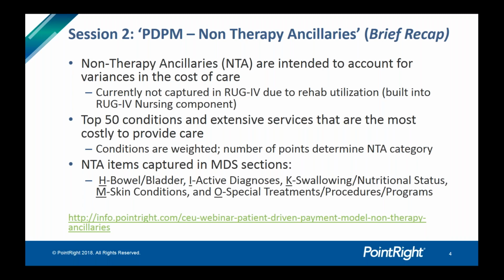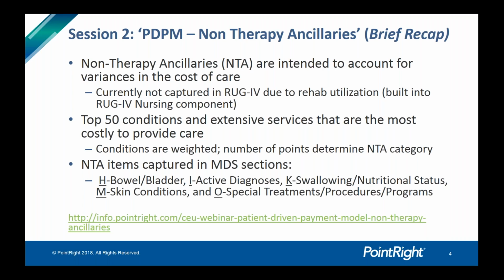Even though the NTAs are baked into the nursing component of RUG-4, it's not really called out specifically. Now, CMS did a lot of analysis to come up with this list of non-therapy ancillary comorbidities, and they came up with the top 50 conditions and services that SNFs spend the most money on to provide care for the residents. And these conditions were weighted by how costly each of those conditions are.